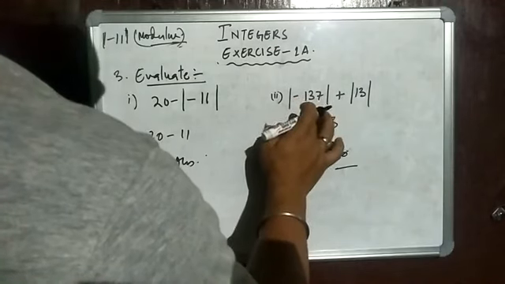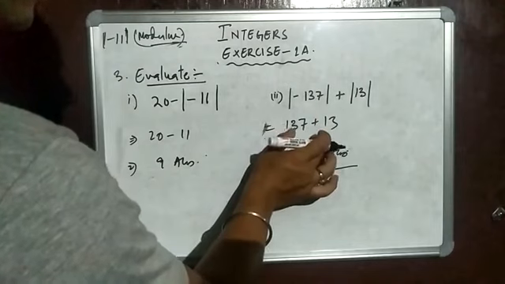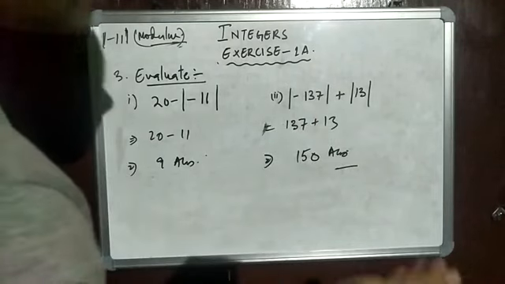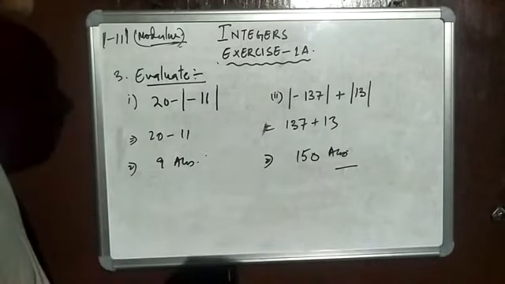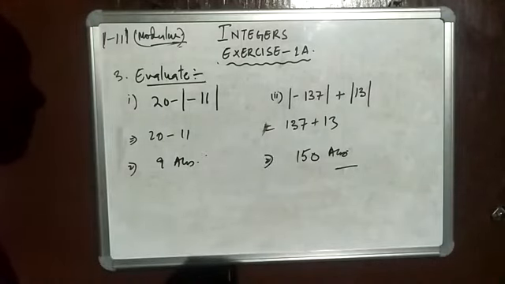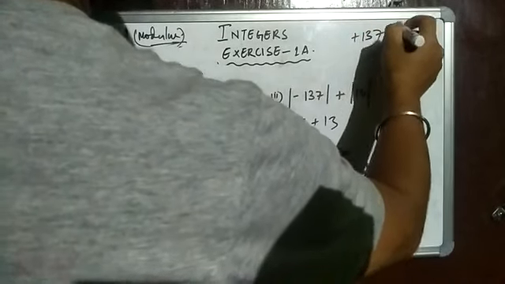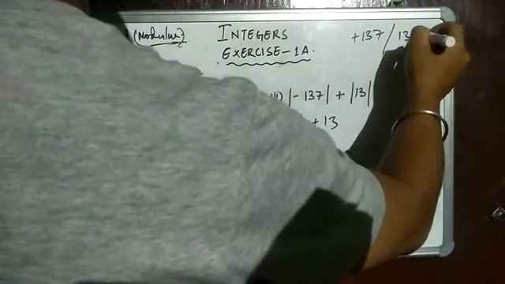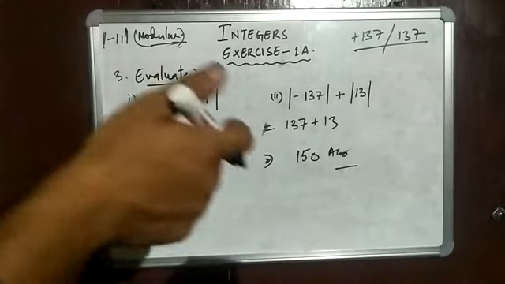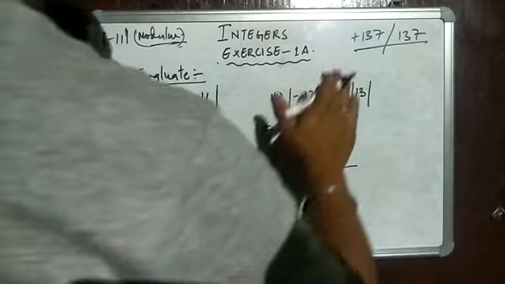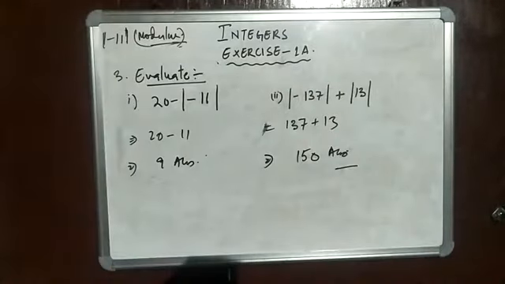You can see here minus 137 is there, so the minus will convert into a plus sign, that is plus 137. If the number is at the front and it has a plus sign, you don't need to write the plus sign, because a plus sign and no sign are the same. Plus 137 or just 137 has the same meaning. So no need to write the plus sign if the number is first.